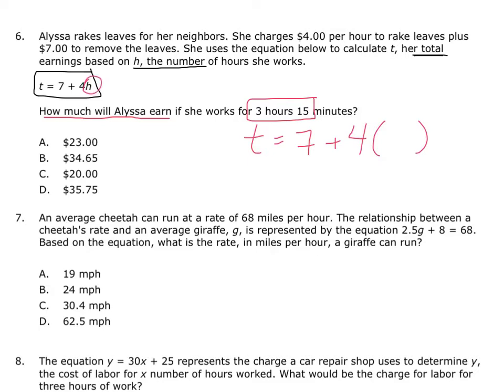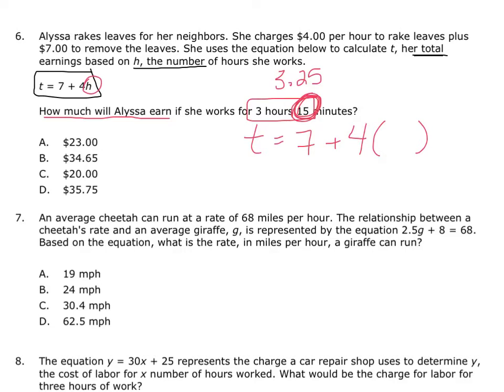So this is probably what tripped you up, the 3 hours and 15 minutes. We can't really plug that in. We have to make the 15 minutes into a decimal of hours. Well, I know that 30 minutes is half an hour, and half an hour would be represented by 0.5. So 15 minutes is a quarter of an hour, and a quarter is represented by 0.25. So it would be 3.25.